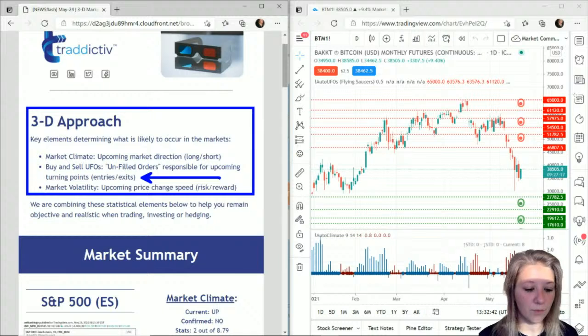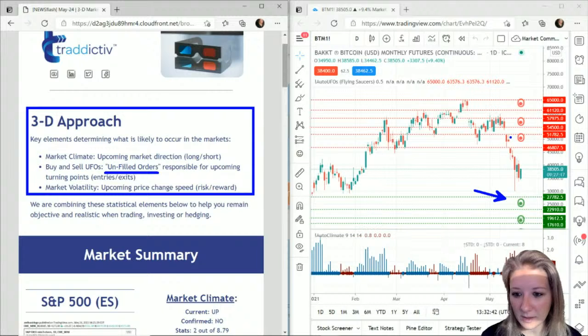So we use unfilled orders for this. UFOs, that's what that stands for. That's what these little flying saucer things look like. Where we have these green ones, for example, and we have the prices highlighted on the side, that shows us where we have stacks of buy orders.